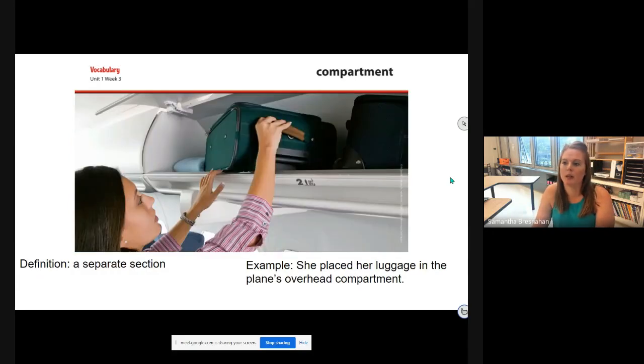Our next vocab term is compartment. The definition is a separate section. An example is she placed her luggage in the plane's overhead compartment. Now, what comes to mind for me first with compartment is that space in between the driver's seat and the passenger seat in a car where you can store things. That's a compartment. Another example, one of the students earlier today said the trunk of a car would be a good example of a compartment.